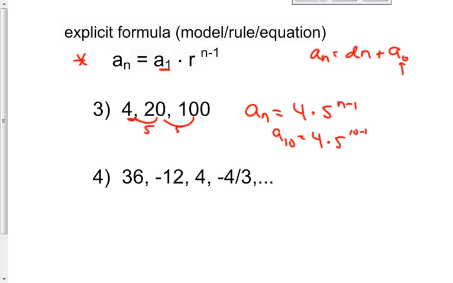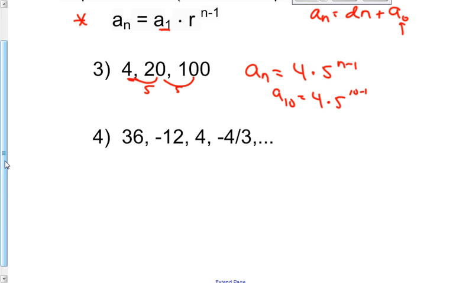All right, number 4 here, negative 12 divided by 36. 4 divided by negative 12. We get negative 1/3 each time for a common ratio. Our equation will be a sub n equals, first term is 36. Common ratio is negative 1/3 raised to the n minus 1.